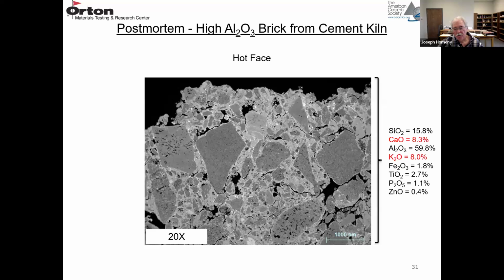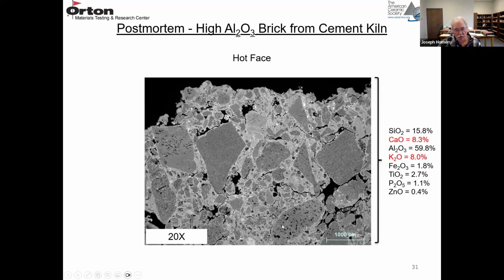So I picked 3 different post-mortem studies in a cement kiln. This one is for the high alumina brick. I also did one for the MgO brick and one for the spinel brick. So in this case, I pretty much just had a hot face. That's what was left after this furnace went down.